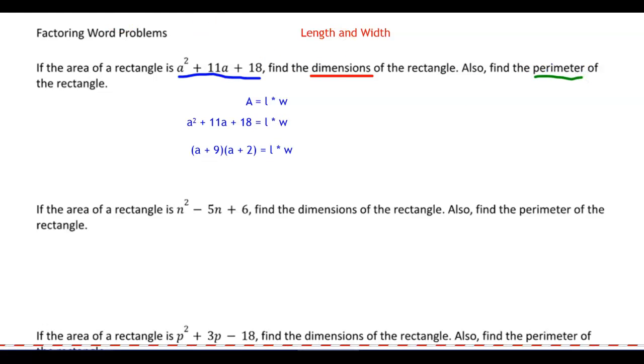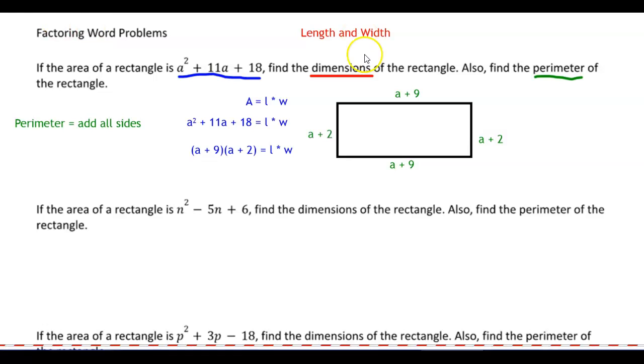The next part of the question says to find the perimeter of the rectangle. Let's draw the rectangle first to see what it looks like. I think this is a pretty fair picture of a rectangle. It's got a plus 2 as its width, it's got a plus 9 as its length, and for a rectangle, whatever the measure of a side is, it's the same on the opposite side. If this was 5 inches, this would be 5 inches. So let's label the rest of the sides.